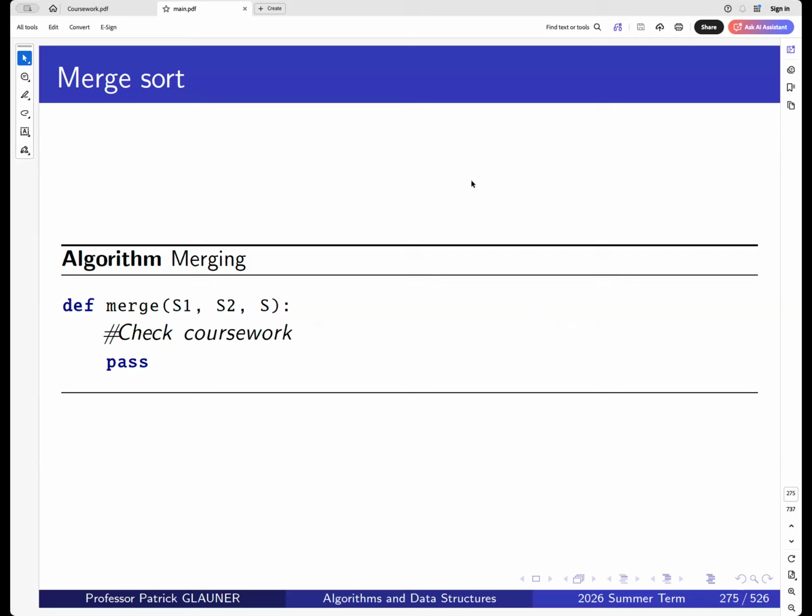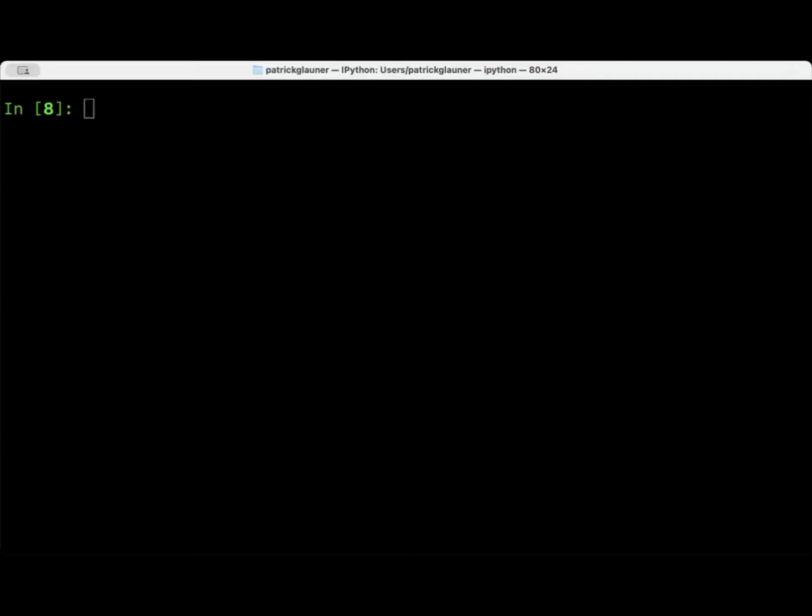So that's your coursework. It's actually not that difficult, and obviously you can look into the Goodrich book, how the Goodrich book proposes this. So you read from S1 and S2, and you write into S. You don't remove anything from S1 or S2, and you don't need to update the size of S. We would assume the way we build merge sort now that S has the right size already. So that's important. So how can I implement my merge sort? That's what I will show you now.